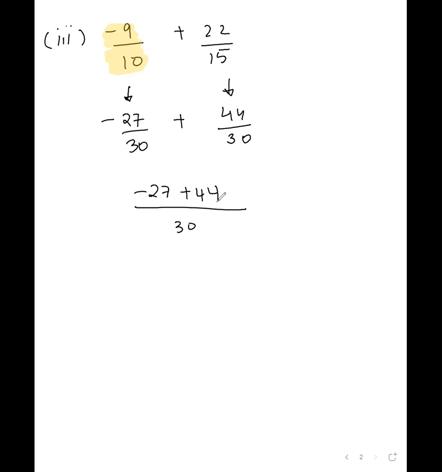So this will be 27 minus 44, right? No, it's not 27 minus 44. It is minus 27 plus 44. But minus and plus together will form minus, right? Right. So you have to subtract them. So what will you do? You will do 44 minus 27.